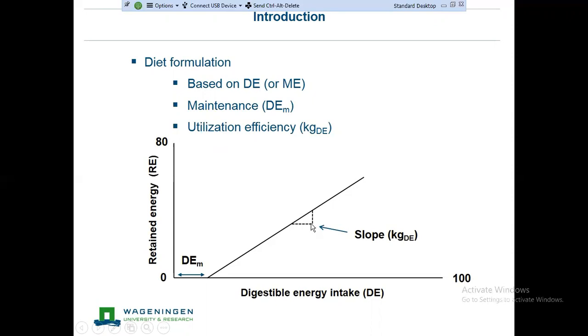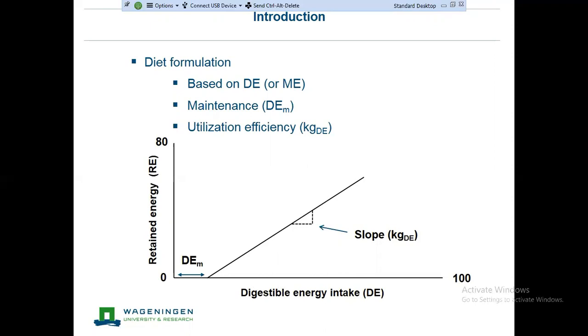Also, when we buy fish feed, we see the DE available on the label, which is based on this information. For example, if we say 70%, the slope is 0.7, so we say that 70% of the energy is digestible, and that will be used to calculate the DE value for fish feed.